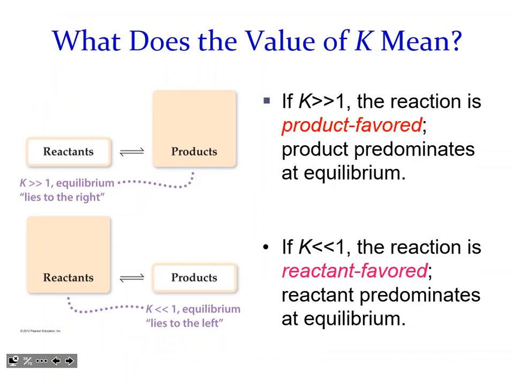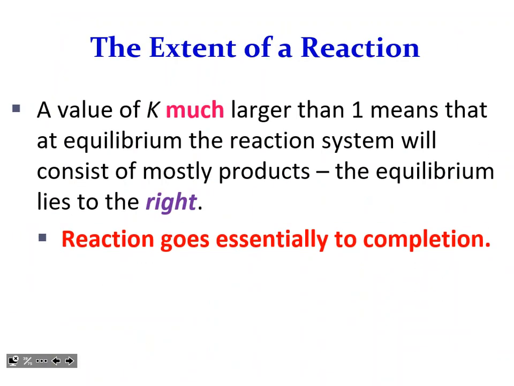Now, remembering that if K is greater than 1, the products are favored. This is how you would state that the product predominates at equilibrium: the equilibrium lies to the right or on the product side. If K is less than 1, the reactants are favored and they predominate at equilibrium. There's more reactants than there are product at equilibrium. So we say it lies to the left or lies on the reactant side.